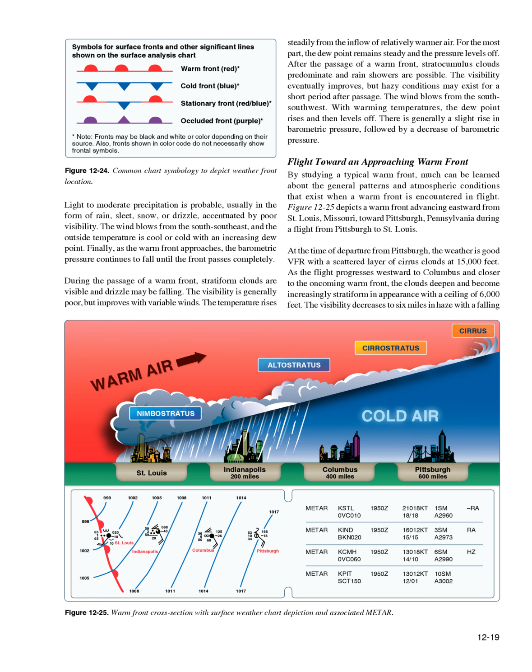During the passage of a warm front, stratiform clouds are visible and drizzle may be falling. The visibility is generally poor, but improves with variable winds. The temperature rises steadily from the inflow of relatively warmer air. For the most part, the dew point remains steady and the pressure levels off. After the passage of a warm front, stratocumulus clouds predominate and rain showers are possible.